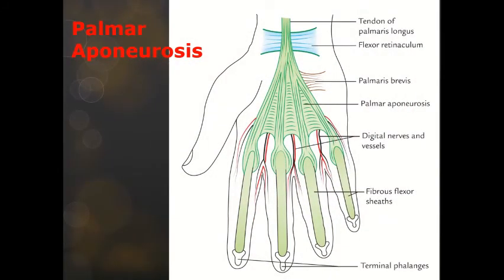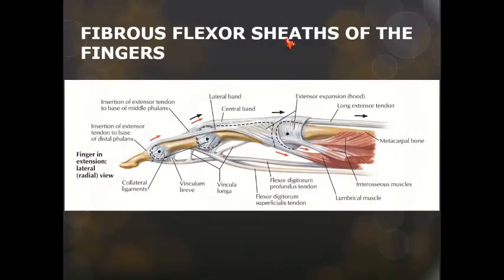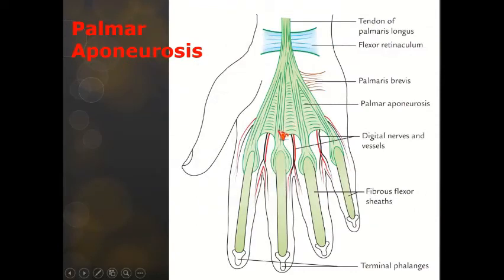Coming to the palmar aponeurosis. The palmar aponeurosis is a triangular-shaped modified part of the deep fascia. The apex of the palmar aponeurosis is blending with the palmaris longus tendon, and distally it divides into two slips, and they attach to the fibrous flexor sheaths.